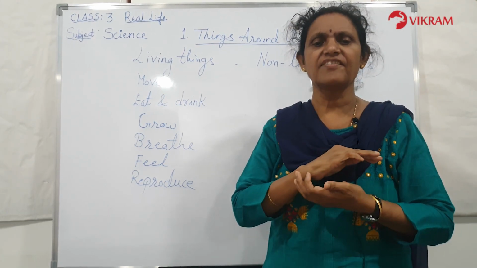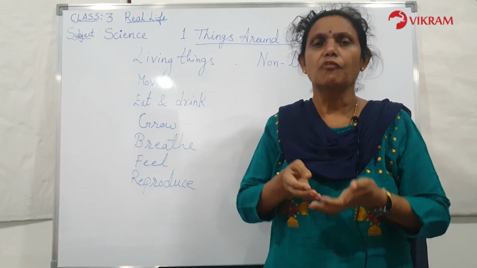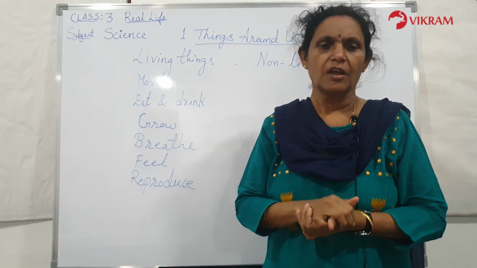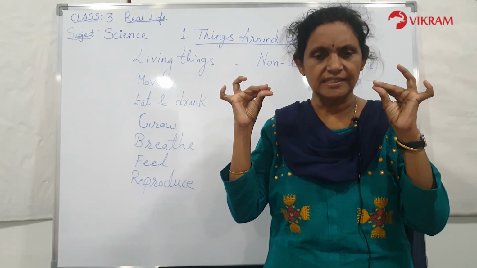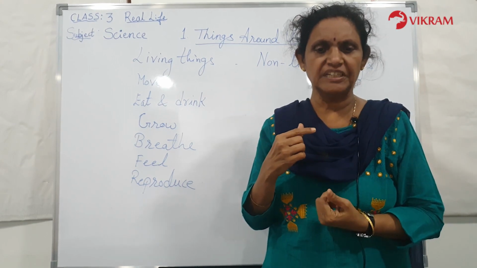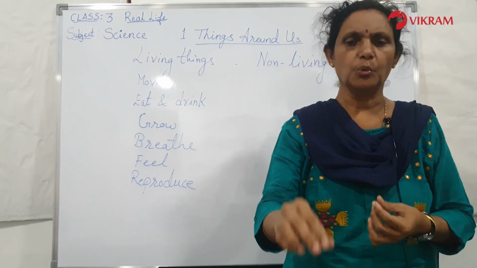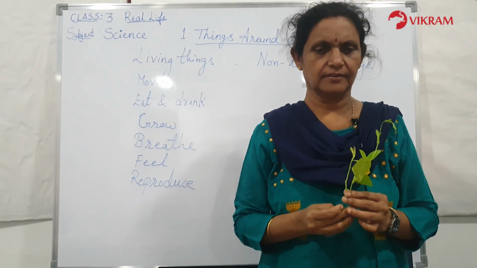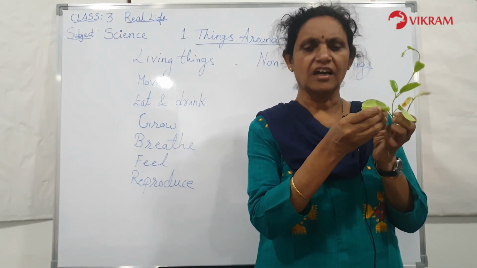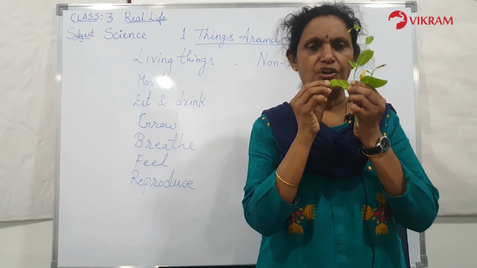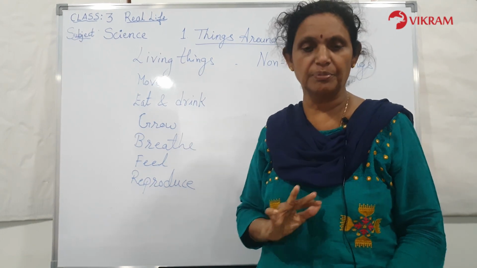All living things have some special organs for breathing. Fish breathe with the help of gills. Human beings breathe with their lungs. Plants breathe through the holes present in the leaves. These holes are called stomata. Non-living things do not breathe.